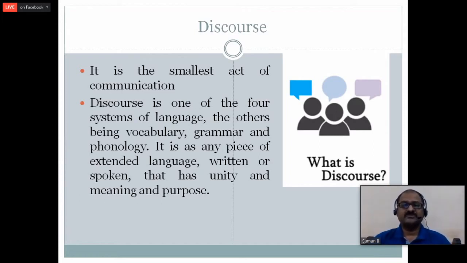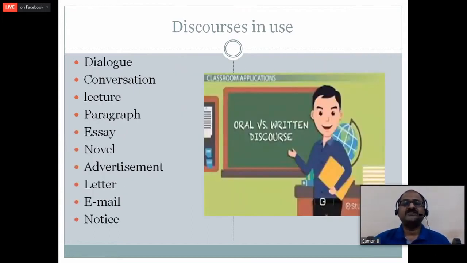What are the examples of a discourse? An example of a discourse can be as simple as a two-exchange dialogue. For example, "Hi." "Hi, how are you?" "Fine, thanks." This small example of a two-exchange dialogue can be an example of a discourse. And also a very long essay or something as long as a novel can also be an example of a discourse. So let us look at various discourses in use. Different examples of discourses are dialogues, conversations, lecture, paragraph, essay, novel, advertisement, letter.